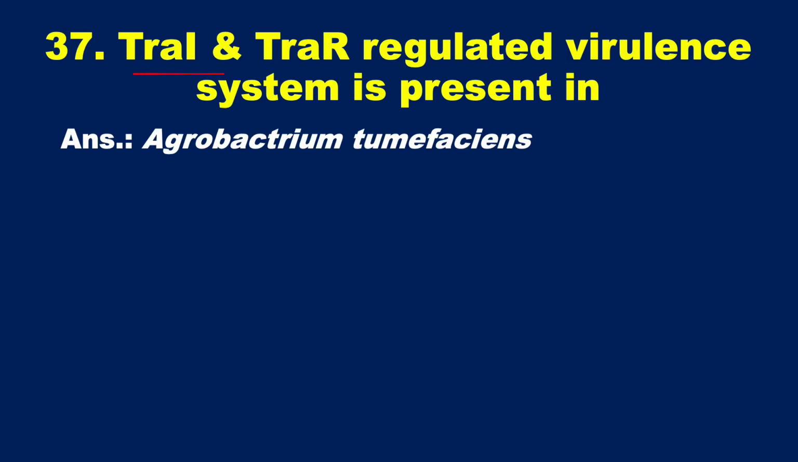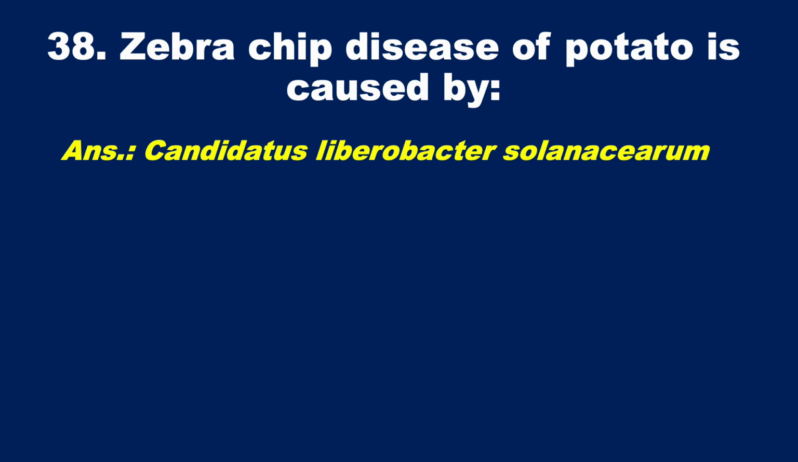TraI and TraR, a regulated virulence system, is present in, the correct answer is Agrobacterium tumefaciens. Next question is, the zebra chips disease of potato is caused by Candidatus Liberibacter solanacearum. The symptoms produced because of this disease are very interesting, so let us see.